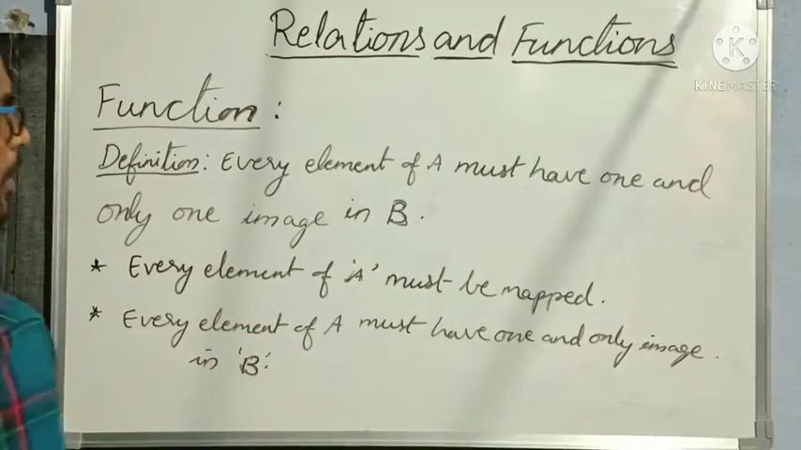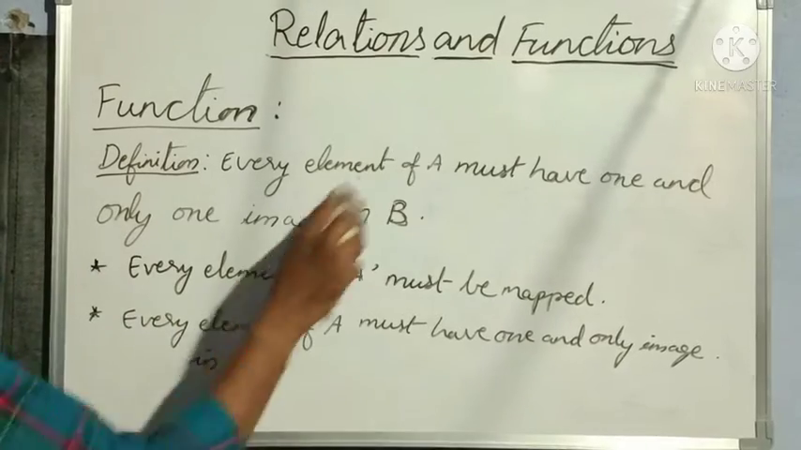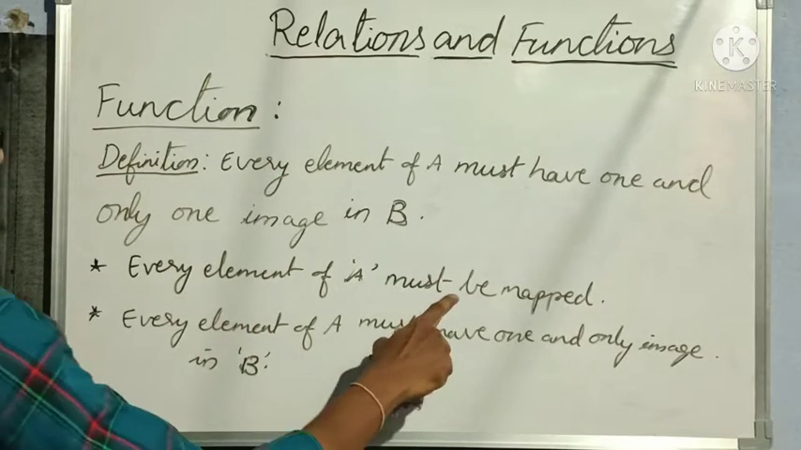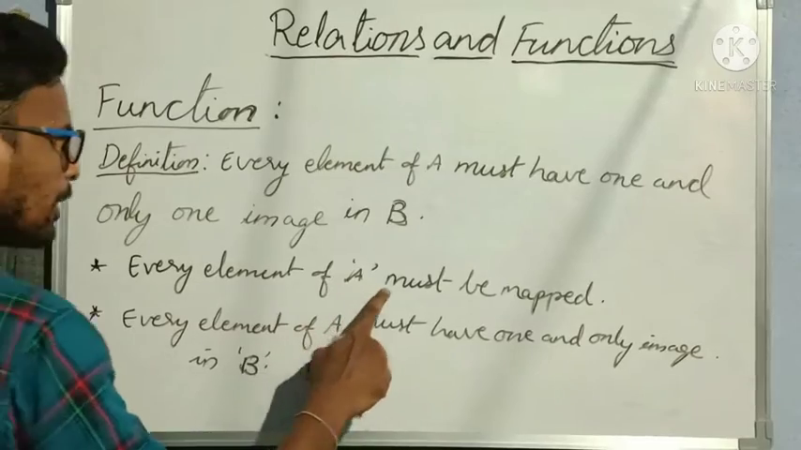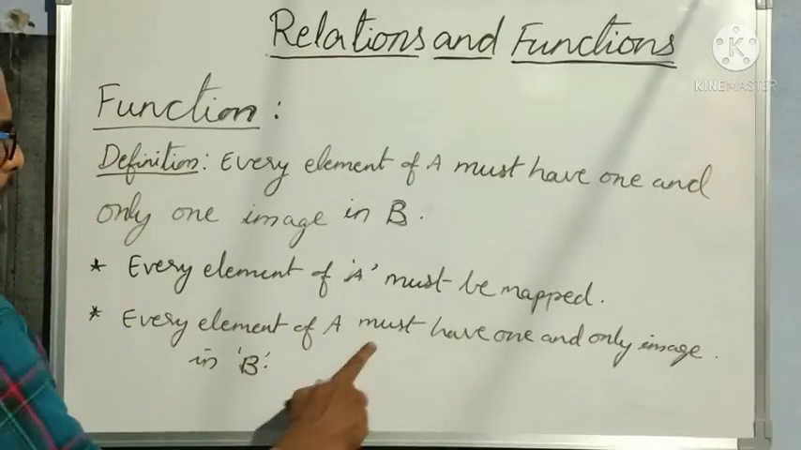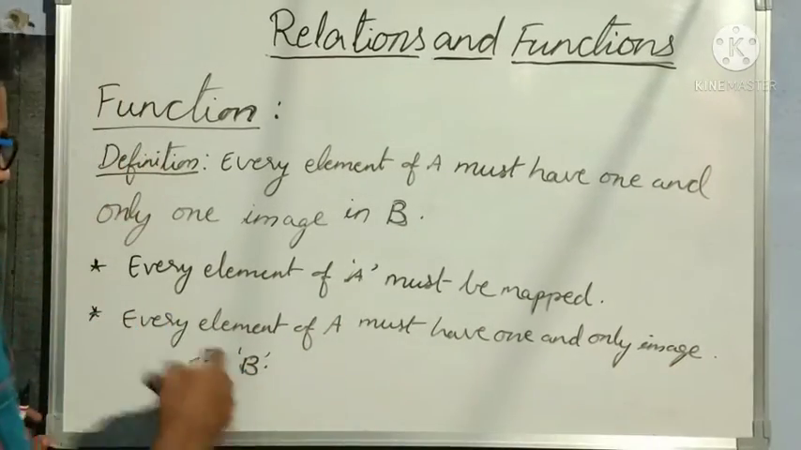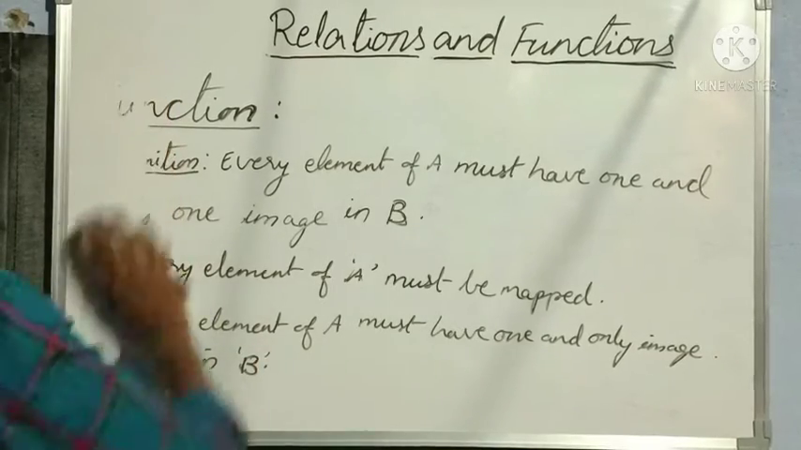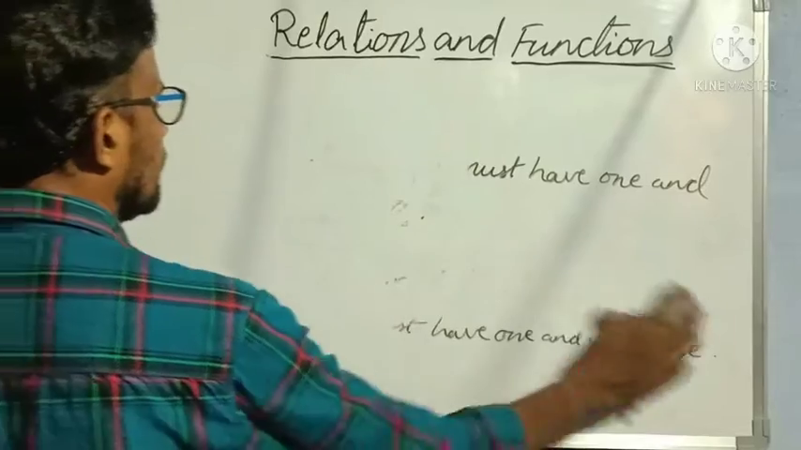Note down this definition, everybody, a very, very important definition. Every element of A must have one and only one image in B. This is the definition of a function. What are the two points we can conclude from this? Every element of A must be mapped, and every element of A must have one and only one image in B. Okay. Now let us understand this with an example.